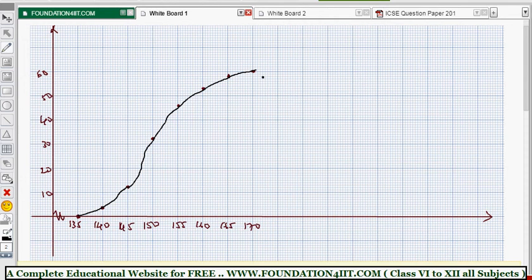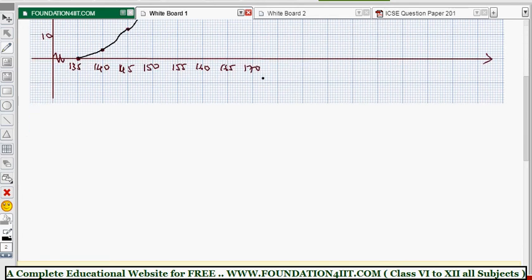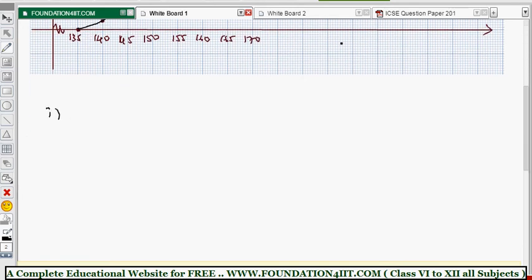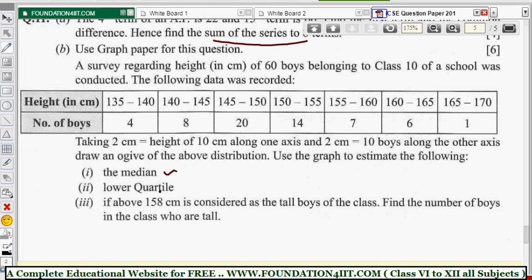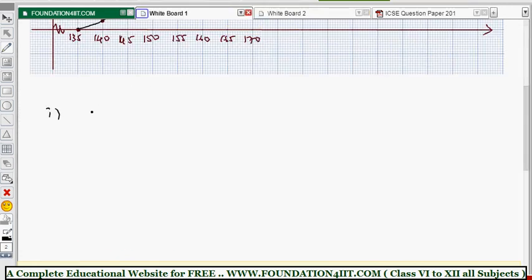So the total is 60, and the median is n by 2. Now observe the question: median and lower quartile. The median formula is n by 2. Lower quartile is n by 4. You know that, so we can use both. Now we need to find the median first, that is equal to n by 2. So 60 divided by 2, so the 30th observation.